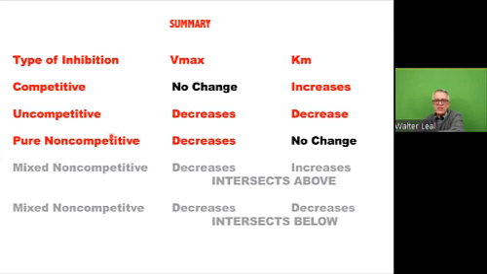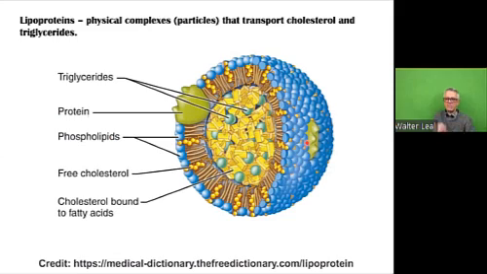And this is the pure non-competitive: decreased Vmax, but Km remains unchanged. So there's a point in the line where all the lines meet at the same point. In other words, the Km remains unchanged.